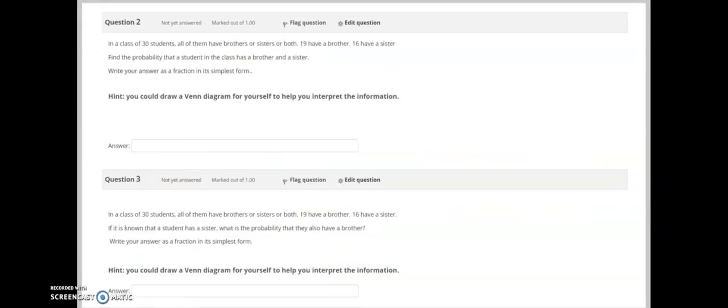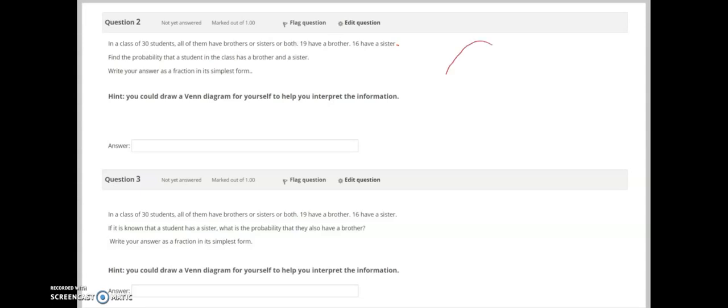Question number 2. In a class of 30 students, all of them have brothers or sisters or both. 19 have a brother, 16 have a sister. Find the probability that a student in the class has a brother and a sister. Write your answer as a fraction in its simplest form. Hint, you could draw a Venn diagram for yourselves to help you interpret the information.